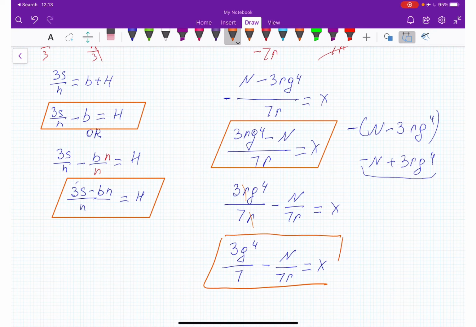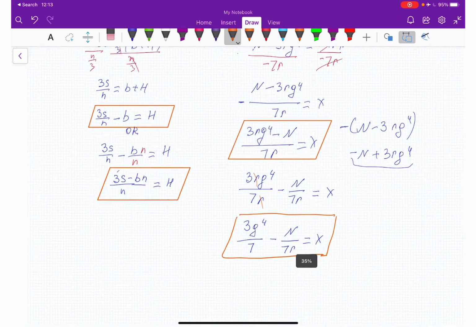So both answers are correct. It depends on the case. You can use either way. Question number 11.